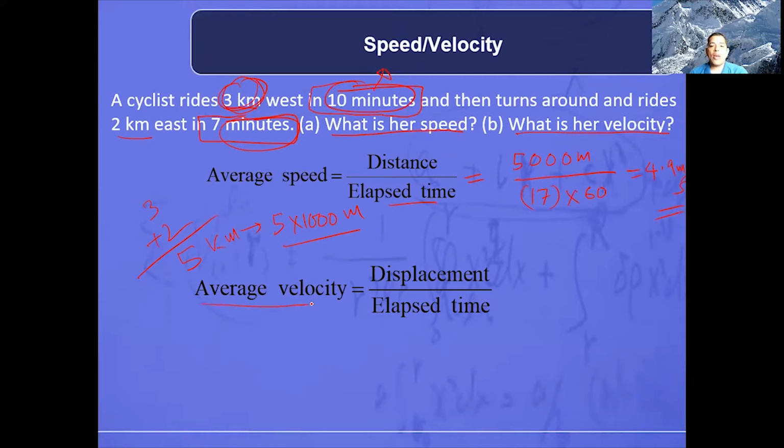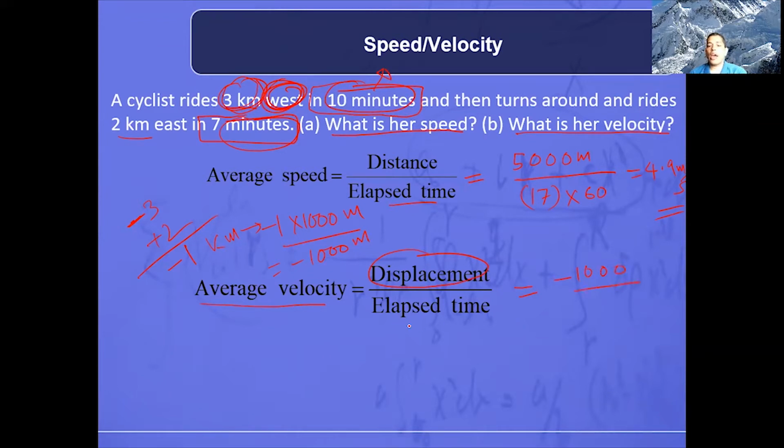Now, how do you find the average velocity? In this case, it's displacement, so you have to take the sign into account. You cannot simply write plus here. This is minus because this is the west. That's why this is minus 3. Instead of 5, you have negative 1 kilometer, which is negative 1000 meters. That's what we have here, negative 1000.